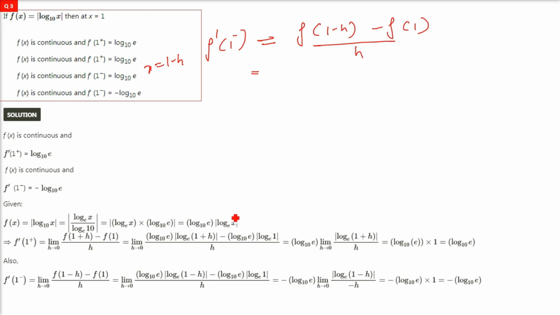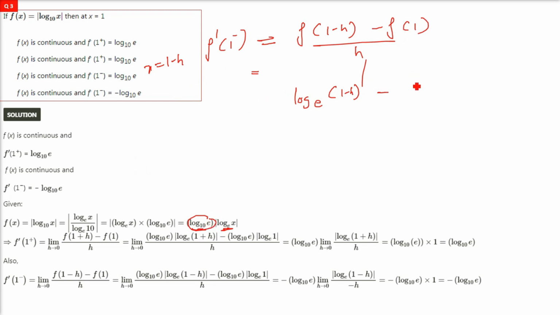Remember, when we resolve log 10 x, we wrote it as log e (base 10) times log x (base e). Log e base 10 is a constant, so you can just forget it for now. Just assume that it will be outside. We are dealing only with log x, and the base is already e. So log(1 minus h), where x is replaced by 1 minus h, minus f(1).